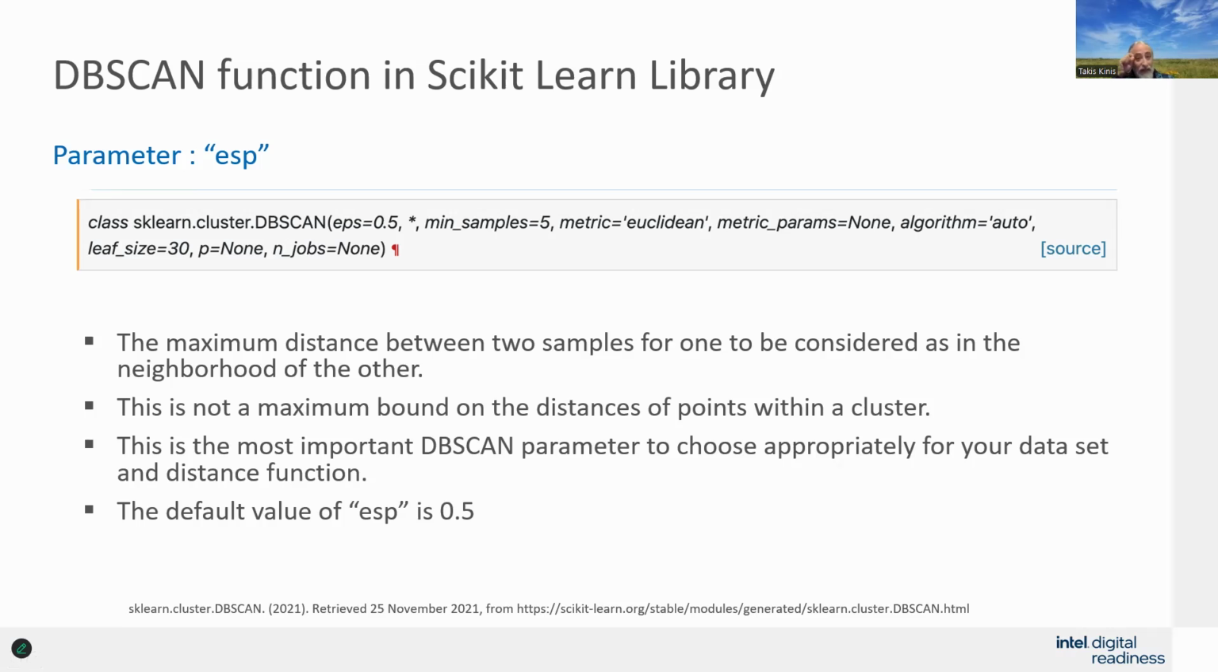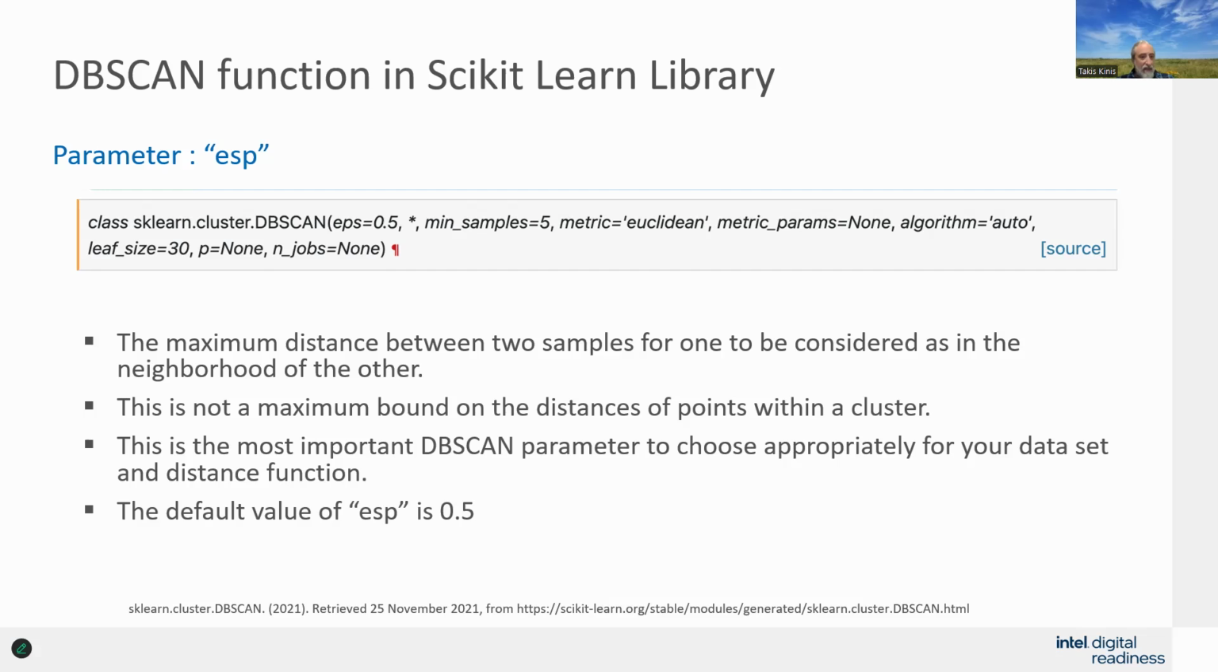It says the maximum distance between the two samples for one to be considered in the neighborhood of the other. So in other words, this normally we set to 0.5, but it doesn't declare really a maximum. And that's what they're saying in the second bullet. This is not a maximum bound, right? But this is the maximum distance between the samples. So in other words, if you have stuff that's clustered, whatever piece of information I look at in the cluster is at most this far away from another piece of information in the cluster. That's what it's saying.